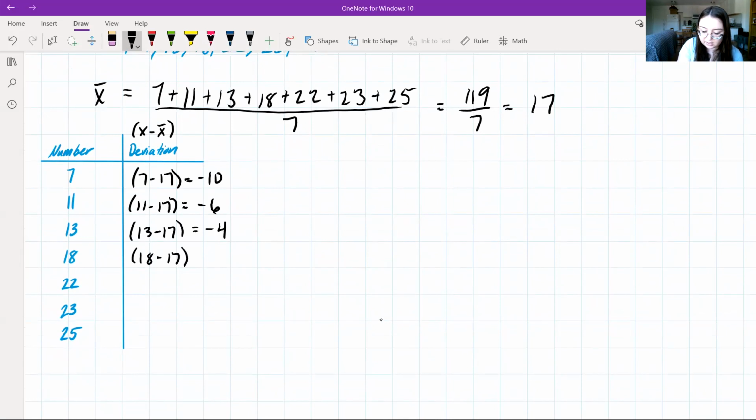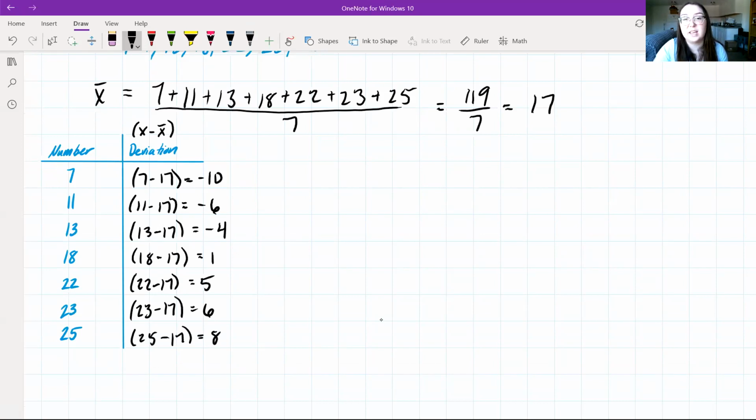18 minus 17 is 1. 22 minus 17 is 5. 23 minus 17 is 6. And 25 minus 17 is 8.